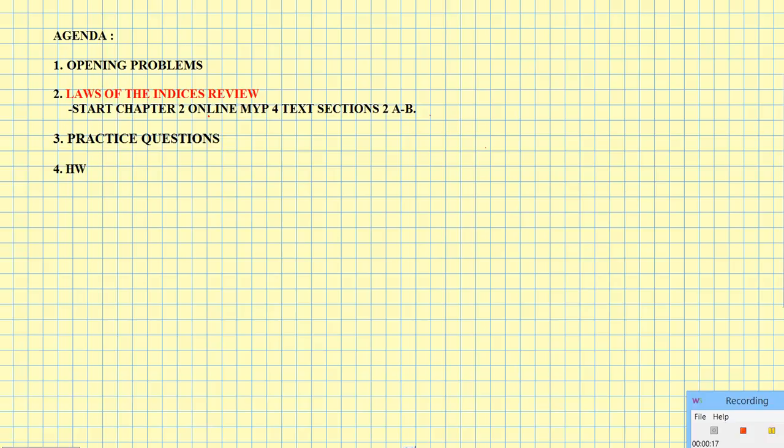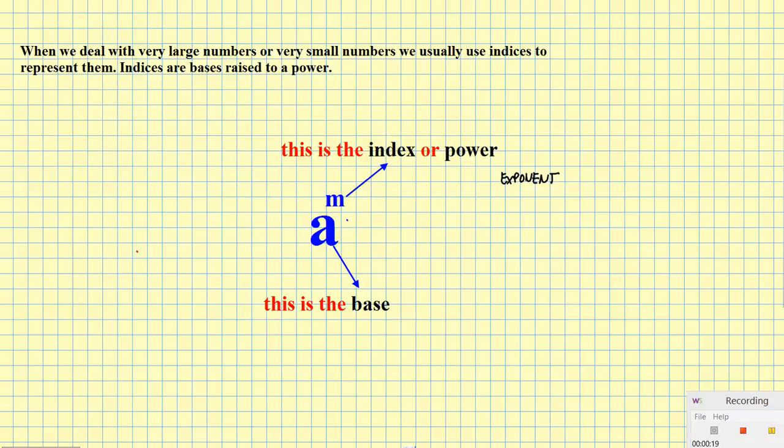Alright, so we're going to start right off with looking at all the parts of an index and the bases and so forth. If I have a raised to the power of m, the value of the a is called the base, and the value of the m is going to be called either the index, the exponent, or the power. So it's like saying a raised to the power of m.